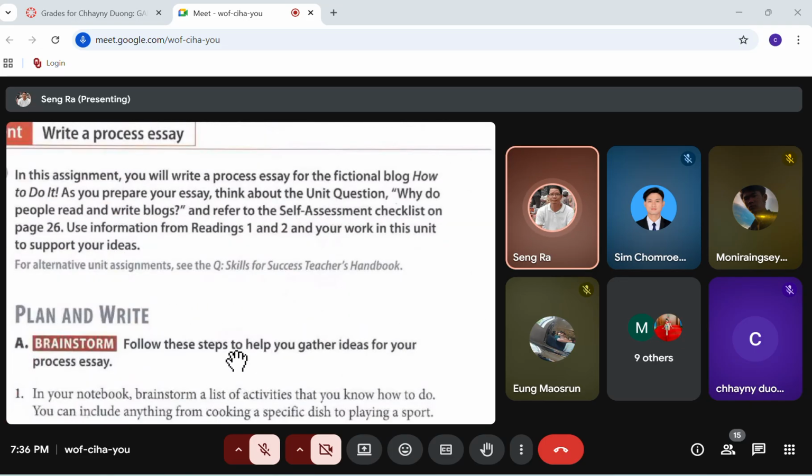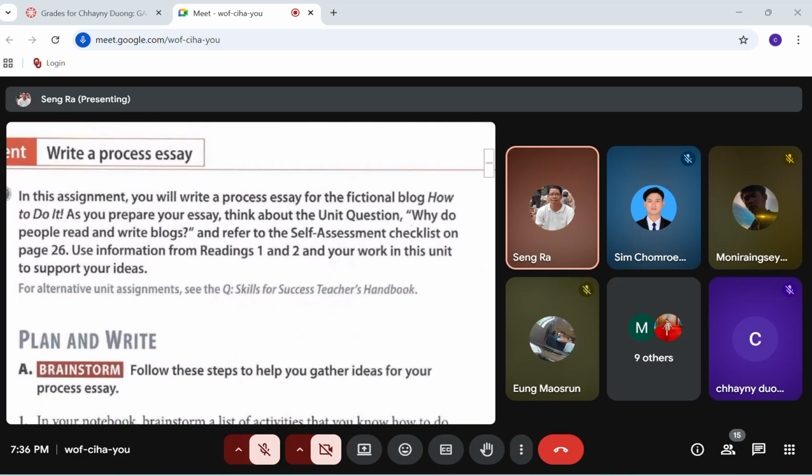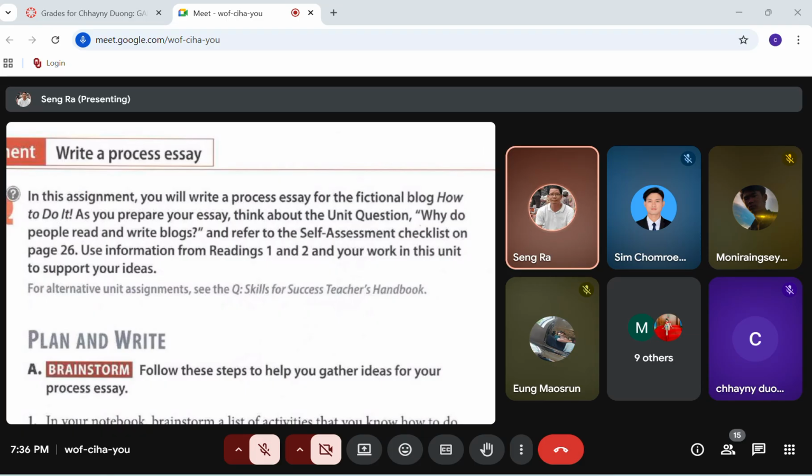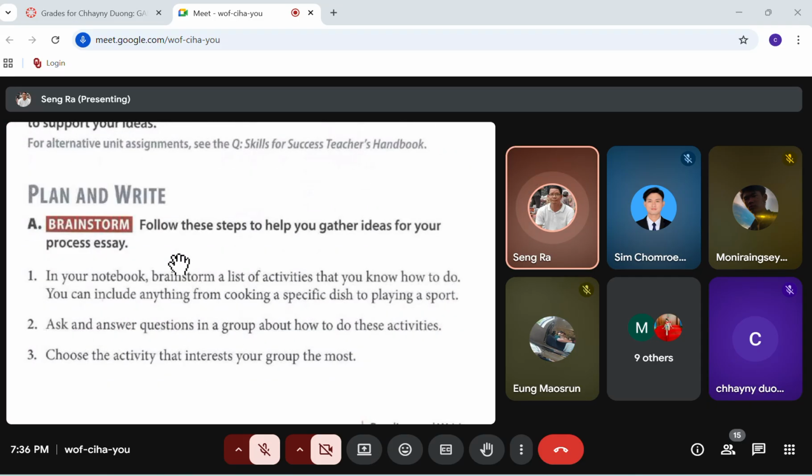So what you're going to do for the next week? In this assignment, you will write a process essay for a fictional blog, how to do it. As you prepare for your essay, think about the unit question: why do people read and write blogs? And refer to the self-assessment checklist on the page. You just follow the steps, everybody. I think you can have your own topic, plan and write. So we may want to brainstorm, follow this step to help you get ideas for your process essay.